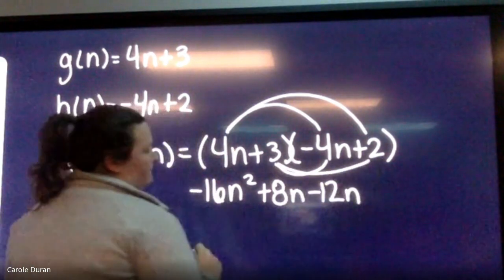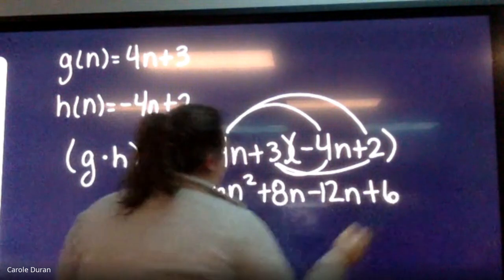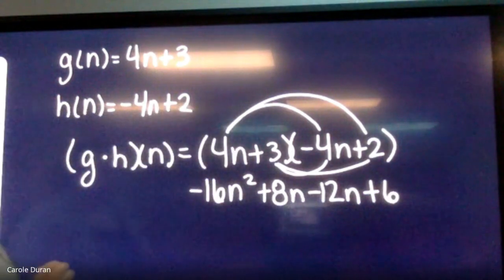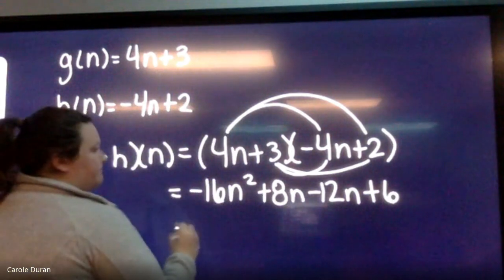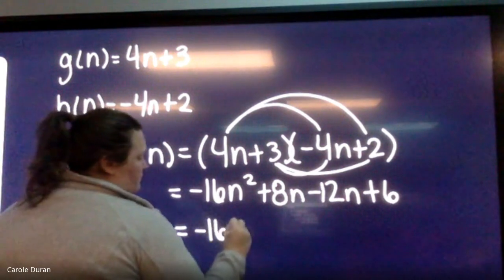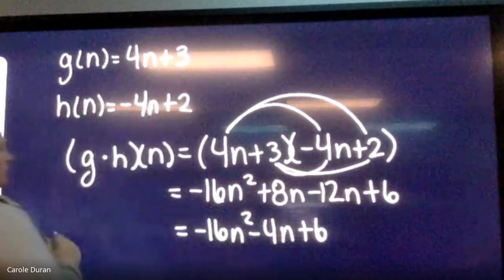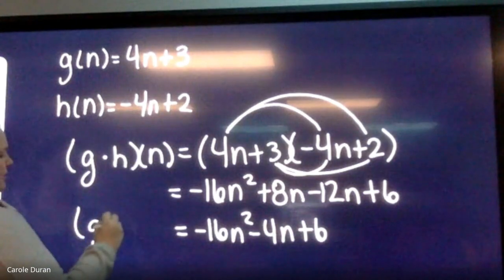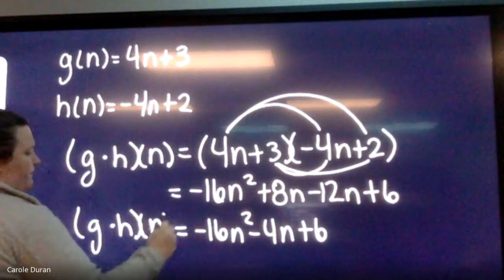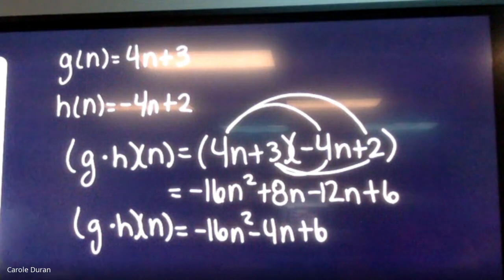2 positive 6. Okay, is there anything I can put together? Positive 8n and negative 4n. Is there anything else I can put together? Good, because then that is your final answer, negative 16n squared minus 4n plus 6.